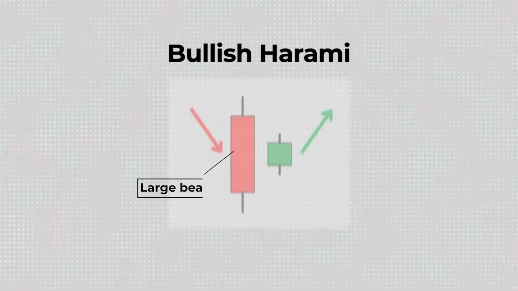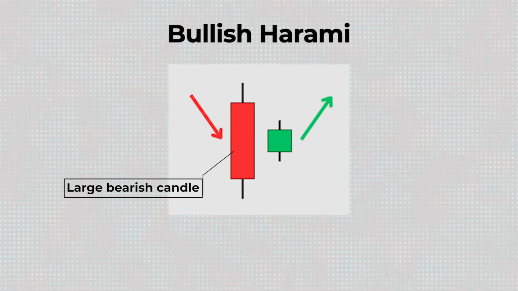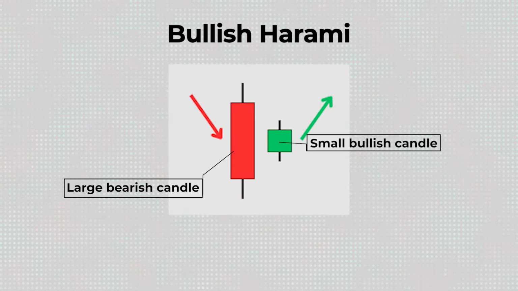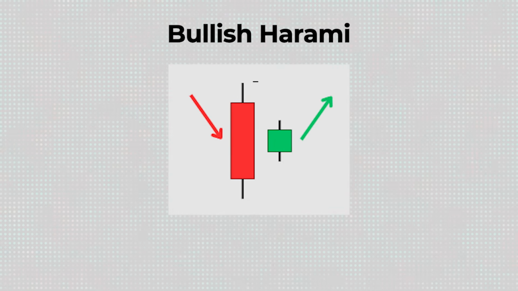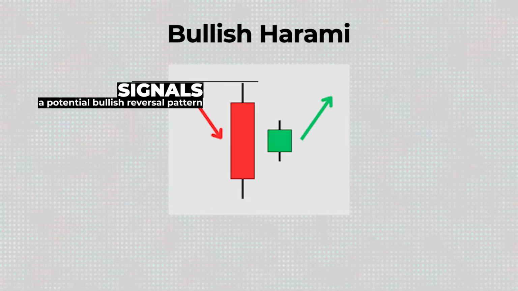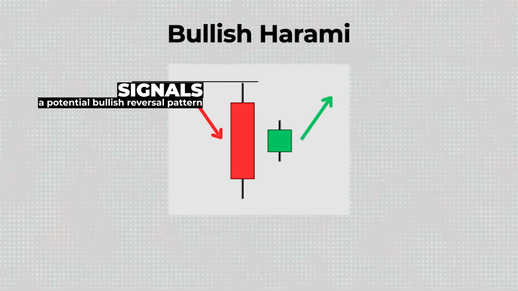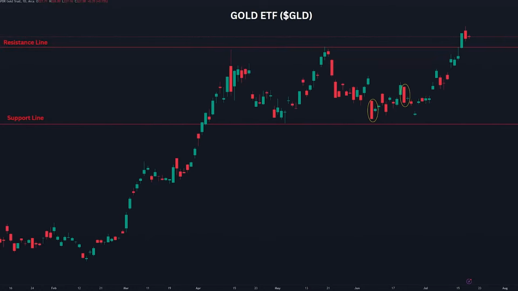Next, we have the bullish Harami pattern. It consists of a large bearish candle followed by a small bullish candle within the previous candle's body. This pattern indicates that selling pressure is getting weaker, and when it forms in a downtrend, it can signal a potential bullish reversal. We will go back to the previous gold daily chart example again.